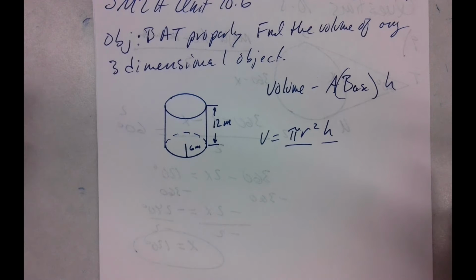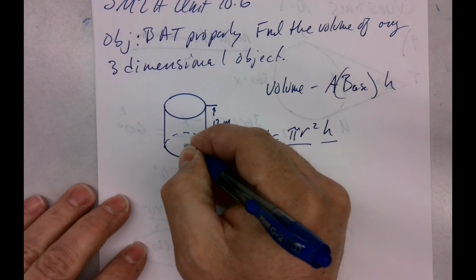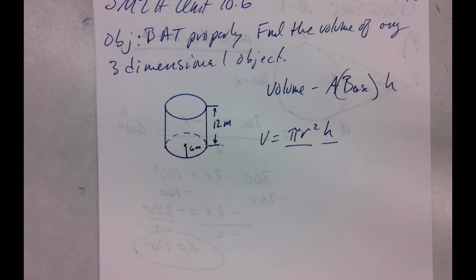What could they do here, though, to make this problem next level hard? Actually, I gave you the radius. That's what that 6 is. Well, what would they have to give you if they don't give you the radius? They could give you the diameter. What if I want to make it even more complicated? Yeah, give me the circumference.